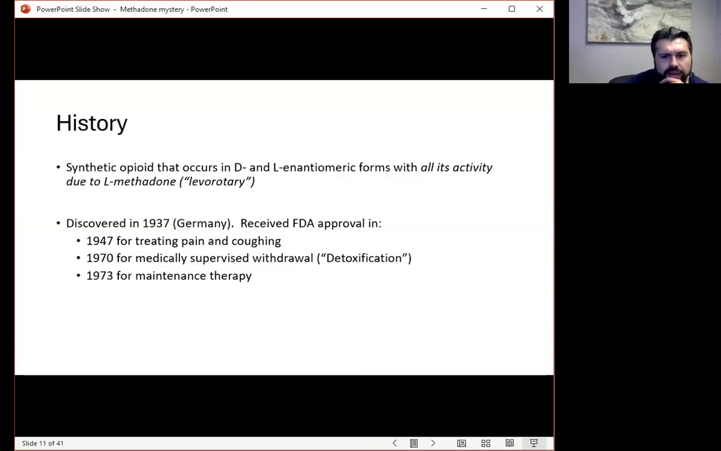So a little bit about methadone. It has a very, very long history. It was initially used back around the 1940s. It received FDA approval in late 1947 for treating pain and coughing, actually. And then later on in the early 70s, it was approved for supervised withdrawal or detoxification, as well as maintenance therapy. All this to say that it's been around for over 50 years now as a treatment for opioid use disorder, and it can be utilized to help many patients.